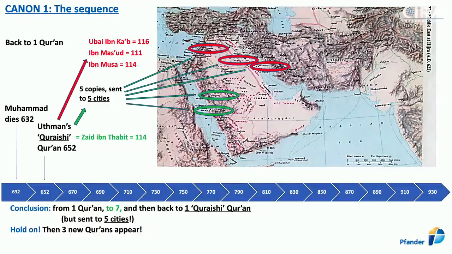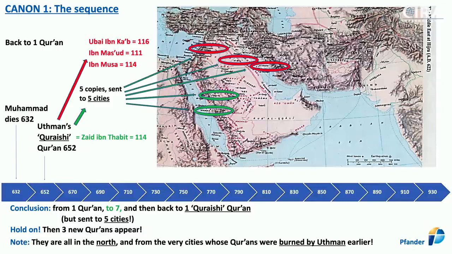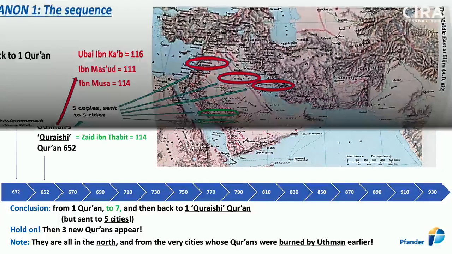That's the case. So that's the problem, all the problems I have with canon number 1. Let's now go to canon number 2. Now, before we go on, let me just put this thing. Notice they are all in the north and from the very cities whose Qurans were burned by Uthman earlier. Okay? Now we get to canon number 2.